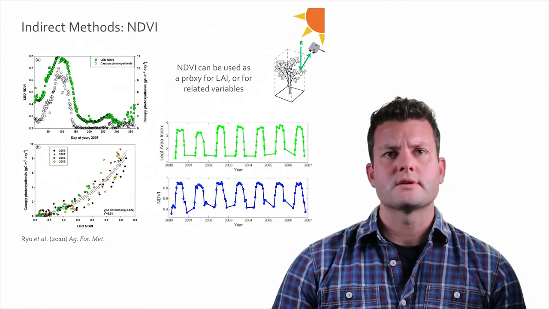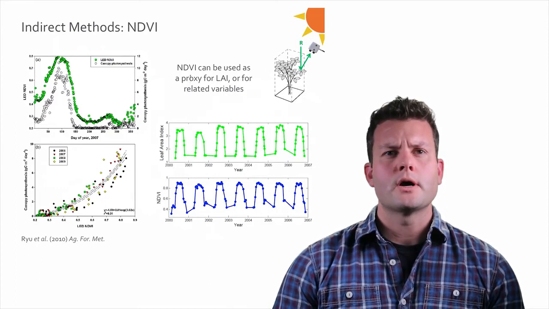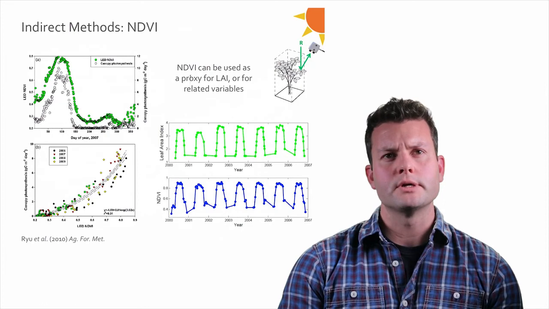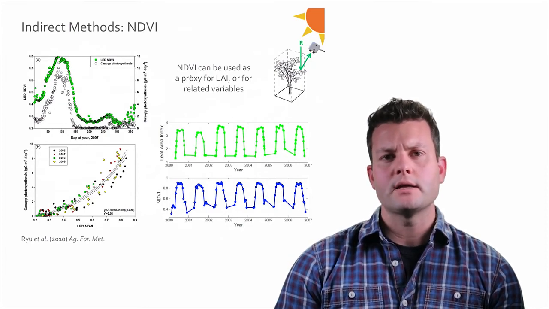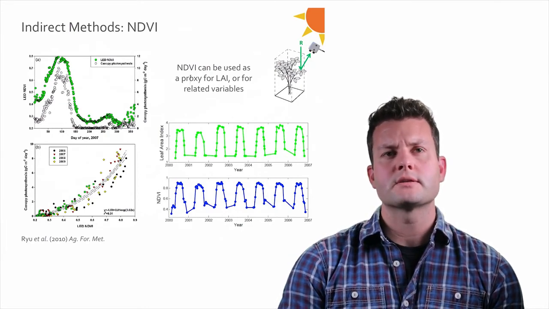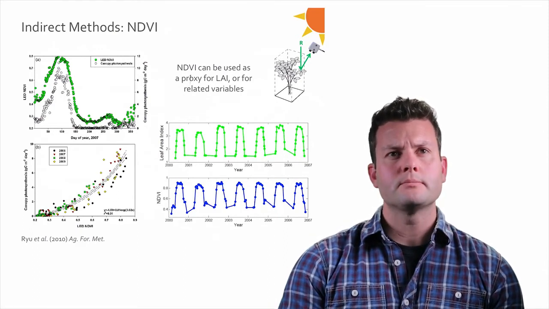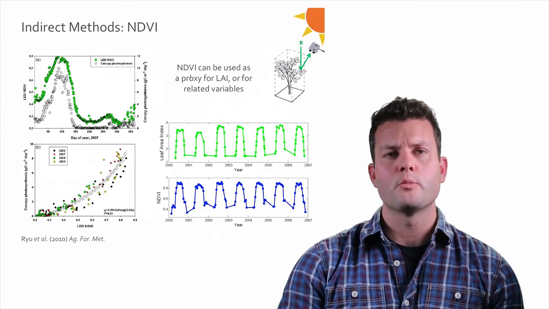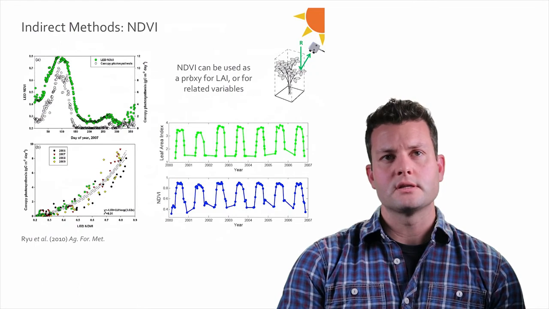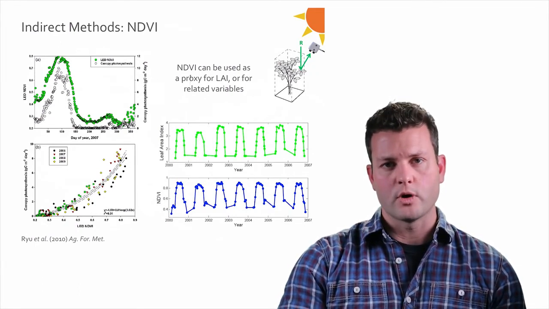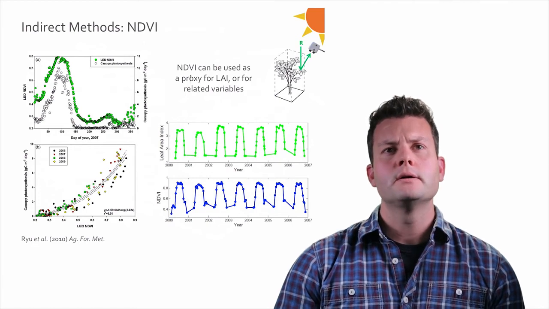So on the left-hand side of the slide, I'm showing some data from Ryu where he was measuring both NDVI and canopy photosynthesis in a grassland and for an entire year. And so in the top left panel, you can see that NDVI values are plotted in green and then photosynthesis is in the open circles. And you can see that the temporal trajectory of photosynthesis is very well tracked by NDVI.